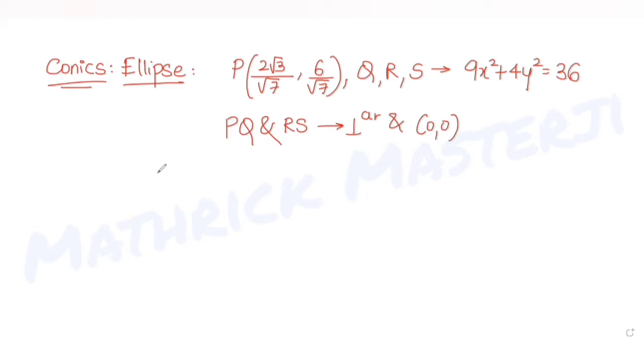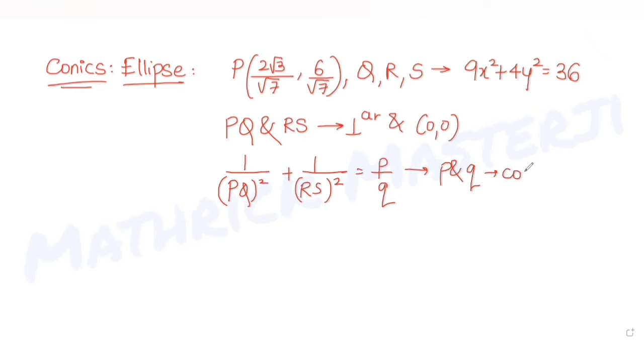And further the question tells us 1 over PQ square plus 1 over RS square is equal to p over q, where p and q are coprime. So the question asks us to find the value of p plus q. We have been asked to find the value of p plus q.